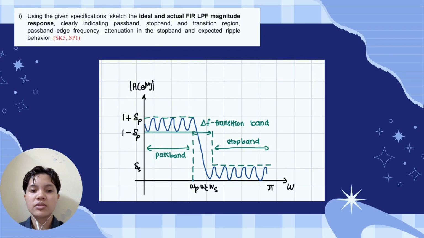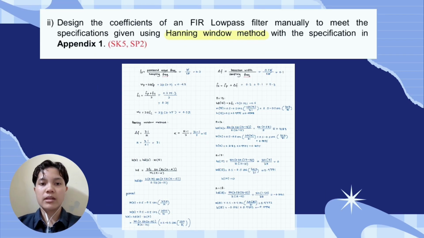This gives us a transition bandwidth, delta omega, of 0.2 pi and an average cut-off frequency, omega c, right in the middle at 0.5 pi. Moving on to part 2, we need to manually design the filter coefficients using the Hanning window method. By using the transition width formula, we found that the required window length N is 31. Since N is an odd number, our center of symmetry, alpha, is exactly at 15.